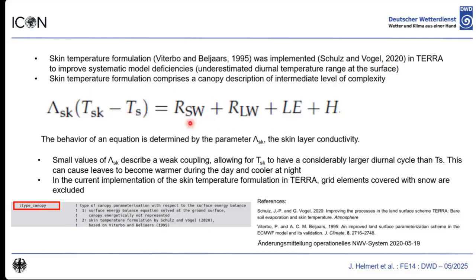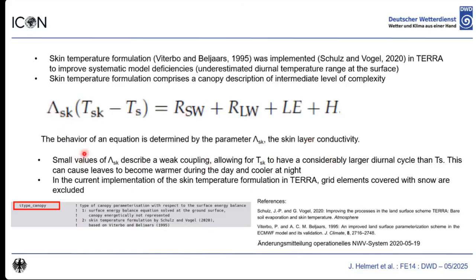You see here the upper boundary condition for the energy fluxes: short-wave radiation, long-wave radiation, latent heat flux, sensible heat flux. And this is then the temperature in the ground, in the top soil layer, which was the only one there before. Now this concept introduces a new temperature, the skin temperature, T skin. These two temperatures are connected by a parameter called lambda skin, also skin conductivity.